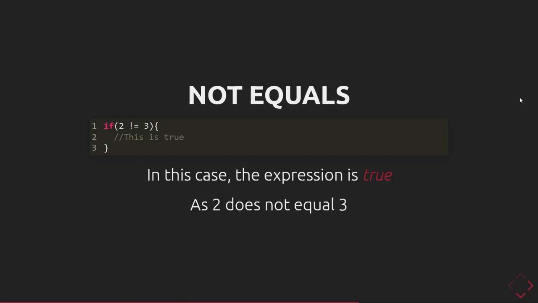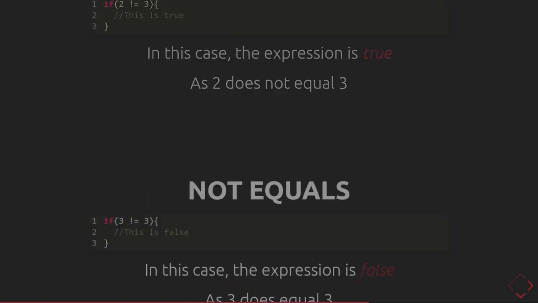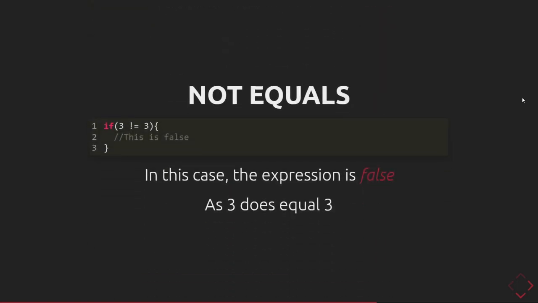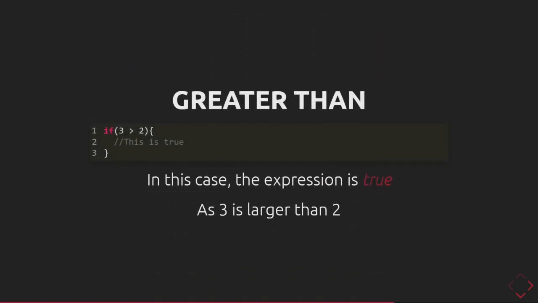Now we will be checking the not equals operator. So 2 not equal to 3, that is true. And just to show you a false for this one, is 3 not equal to 3. In this case it is false as 3 does equal 3.